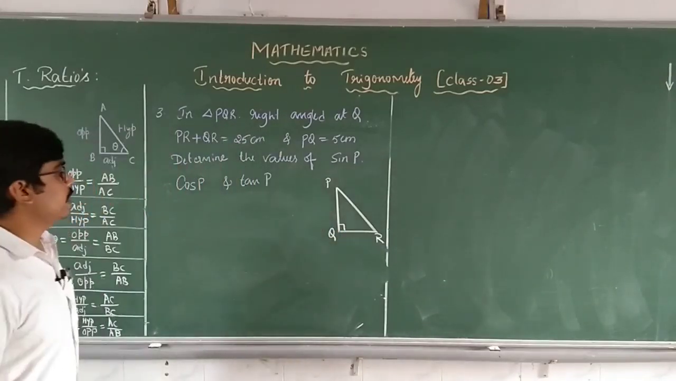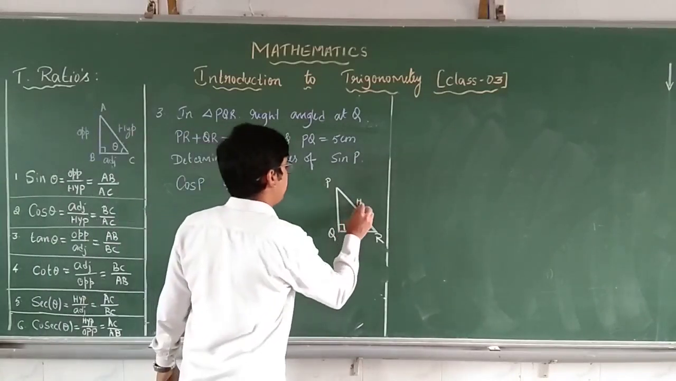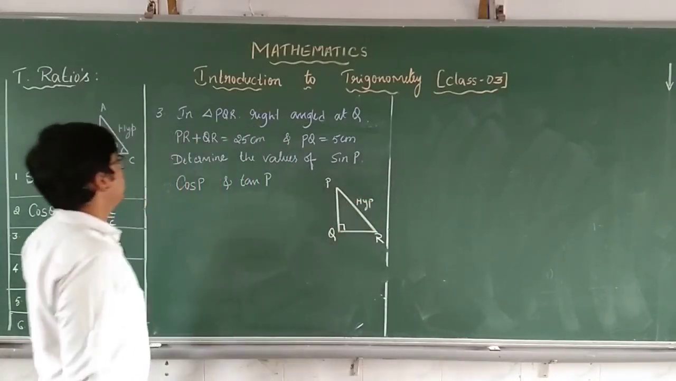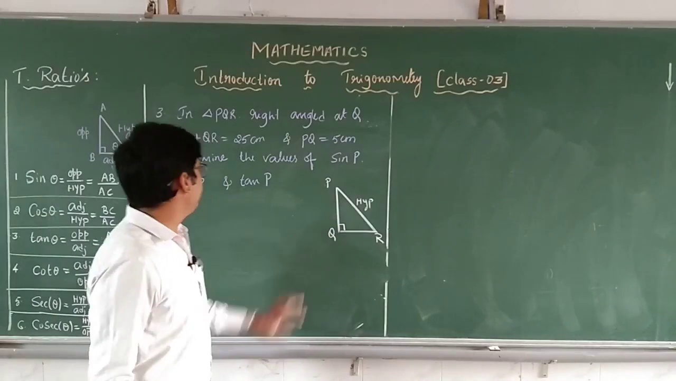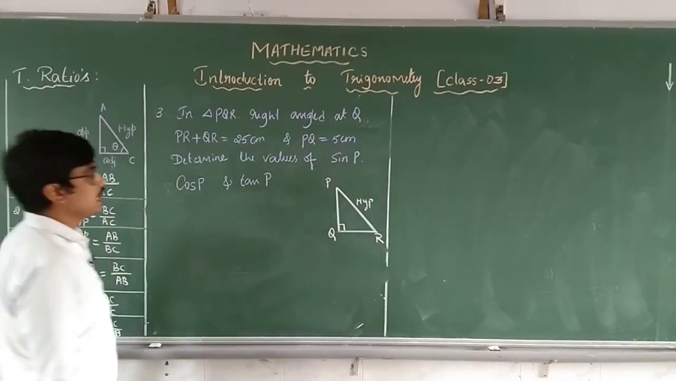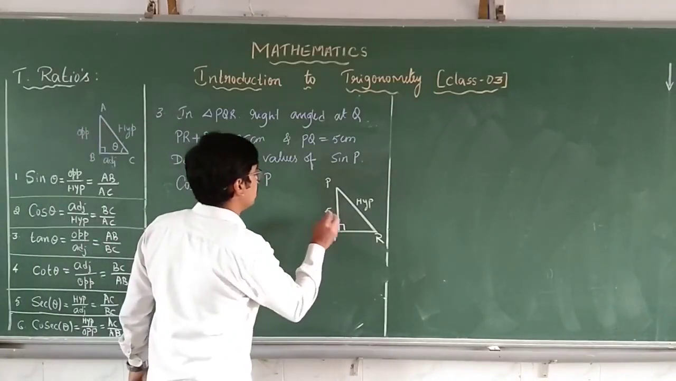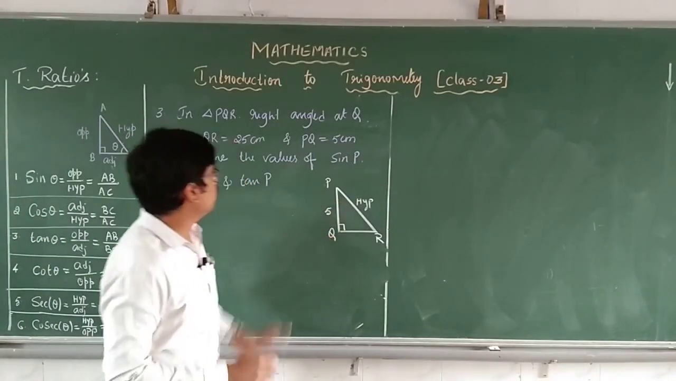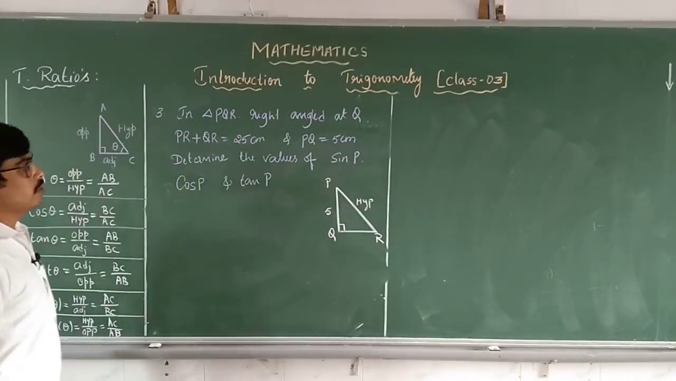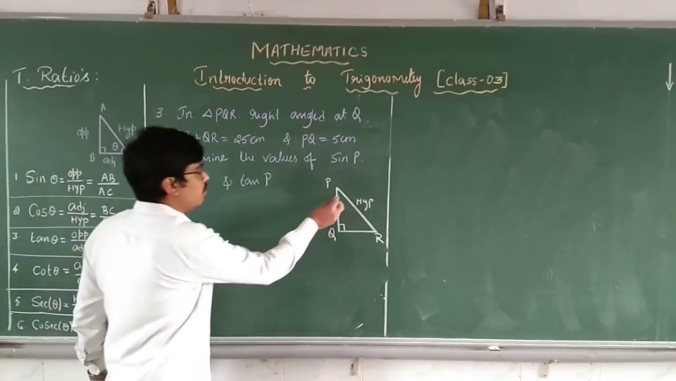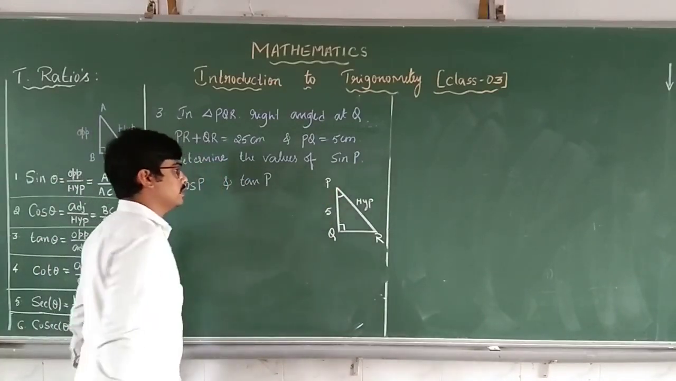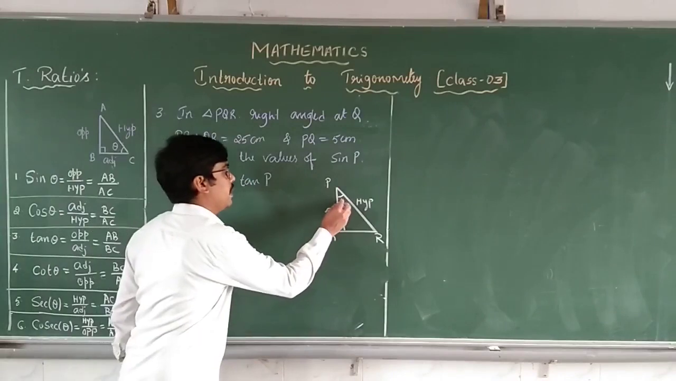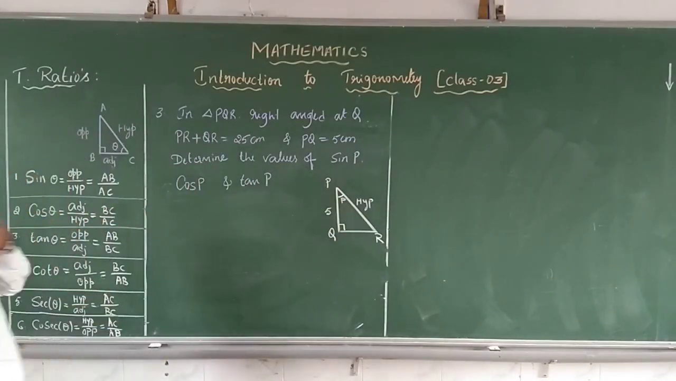So then it becomes what? Hypotenuse PR plus QR, the sum of these two will be 25 centimeters. PQ, they have given, is 5. Determine the values of sin P, meaning we need to take this as the acute angle P. So sin P, cos P and tan P.